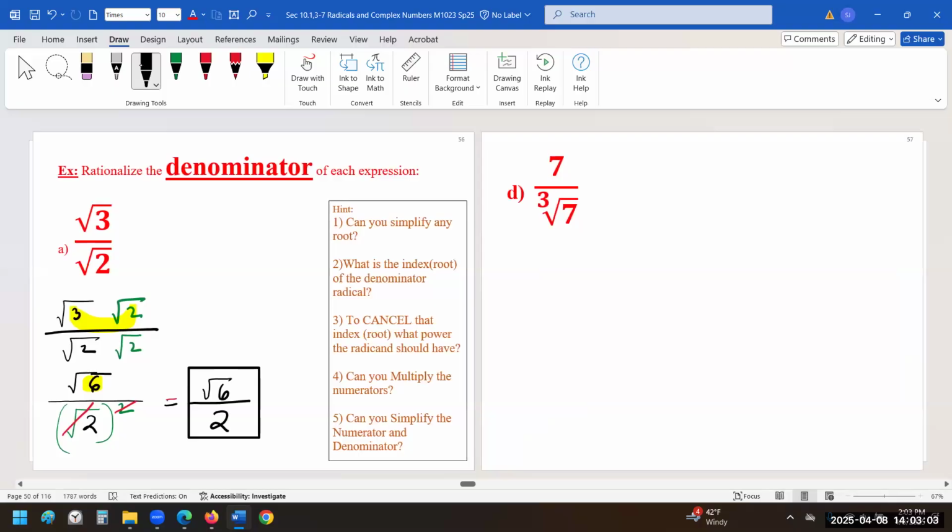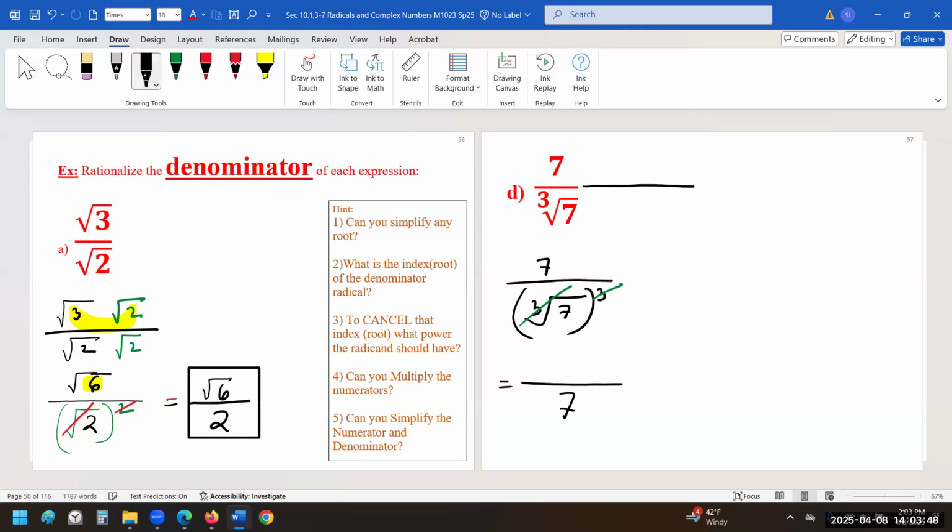Take a look at the next one. Now we do a square root, right? What type of radical is this? Cube root. So what power do we want so the cube root will cancel out? 3 power. So we want to have cube root of 7 three times. This is what you want so that they cancel out and we get only 7.